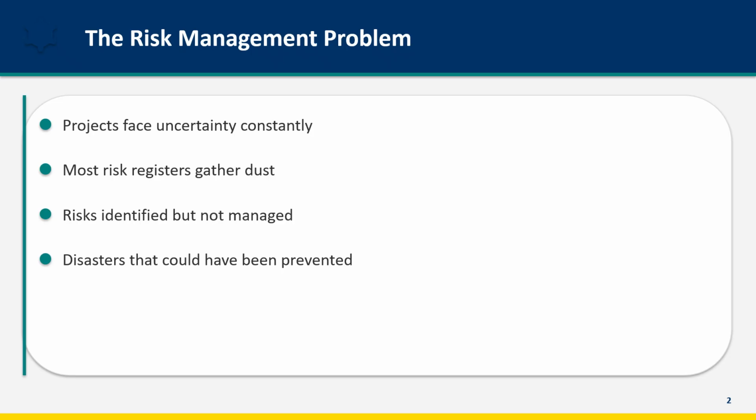Unfortunately, most risk registers are compliance exercises. They're created to check a box, then filed away and forgotten. Risks are identified but not actively managed. When disaster strikes, people scramble to respond. Postmortems reveal that the risk was actually documented, it just wasn't managed. Today, we'll learn how to create risk registers that actually prevent disasters.